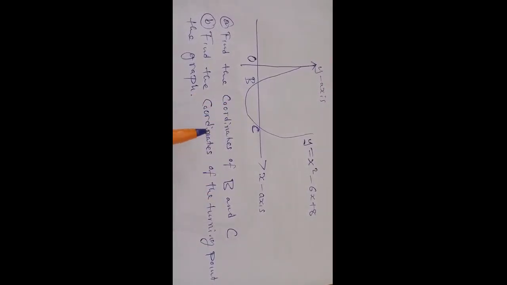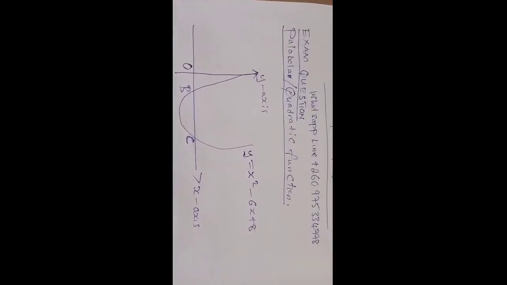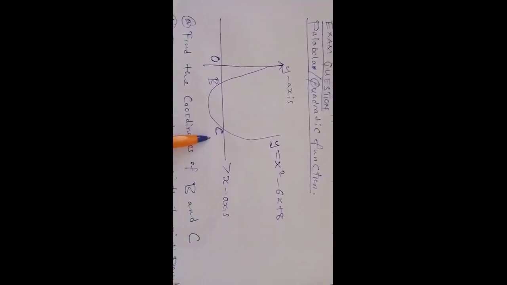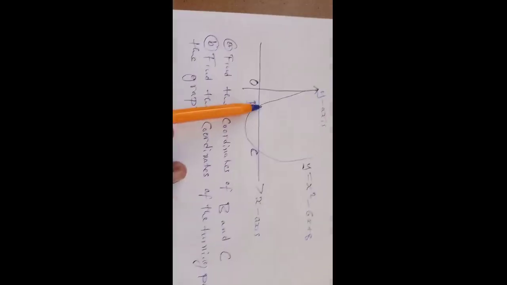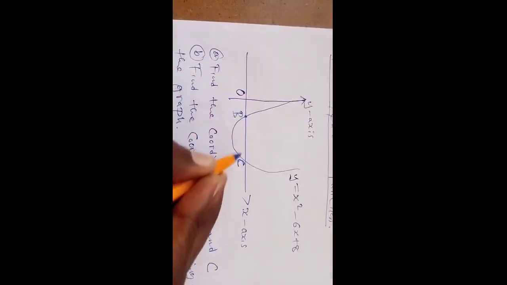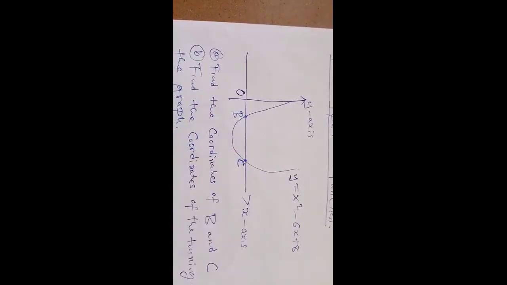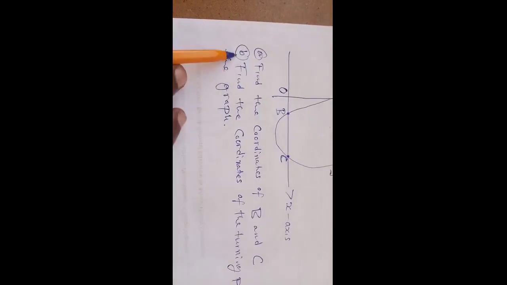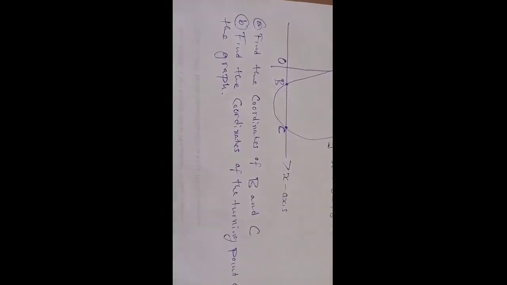Okay, so let's start. In this question, they are saying that this is a parabola, right? This is how the graph is plotted. They're asking us to find the coordinates of B and C. If you look at this graph, B and C are here and here. And question B is saying: find the coordinates of the turning point of the graph. So how do you find these? Say solutions.